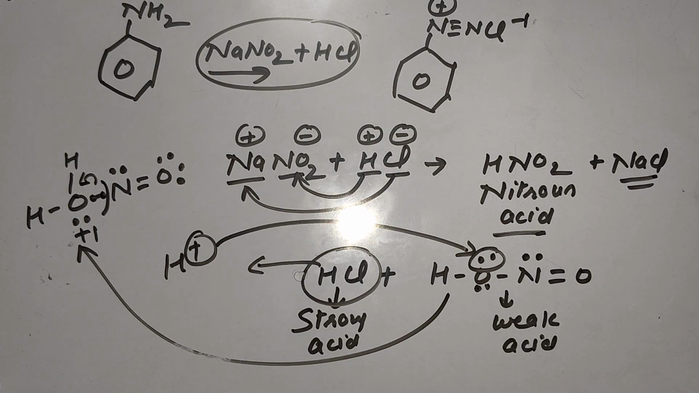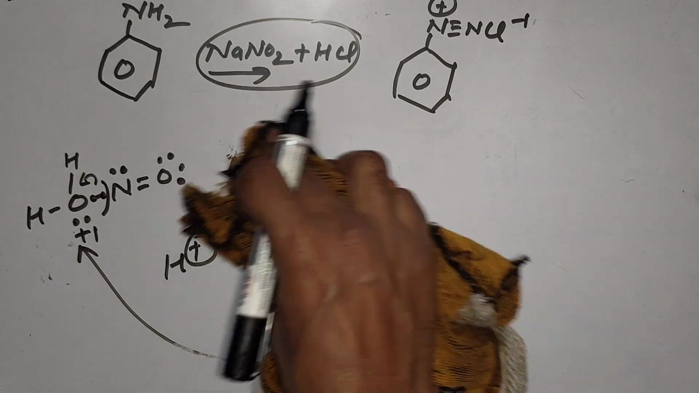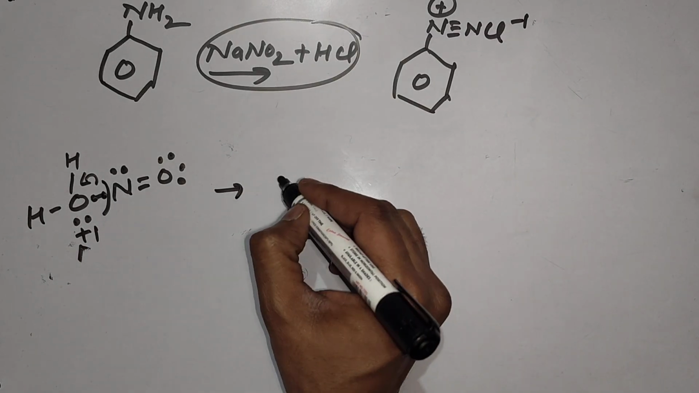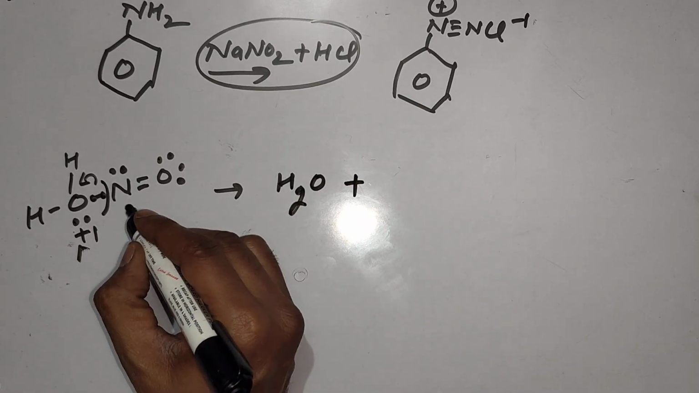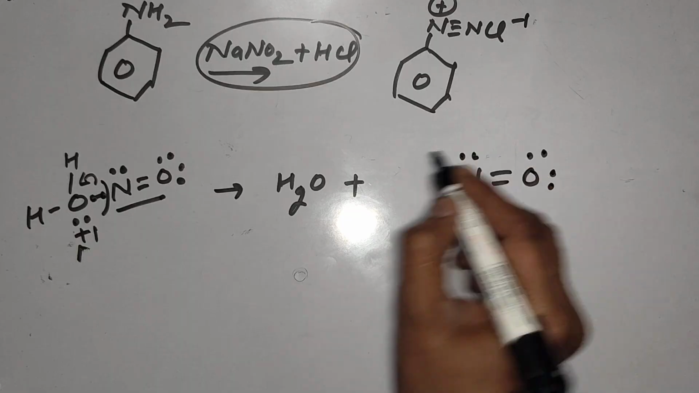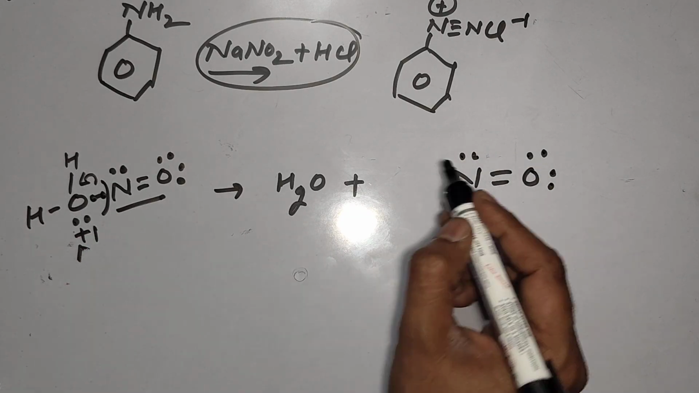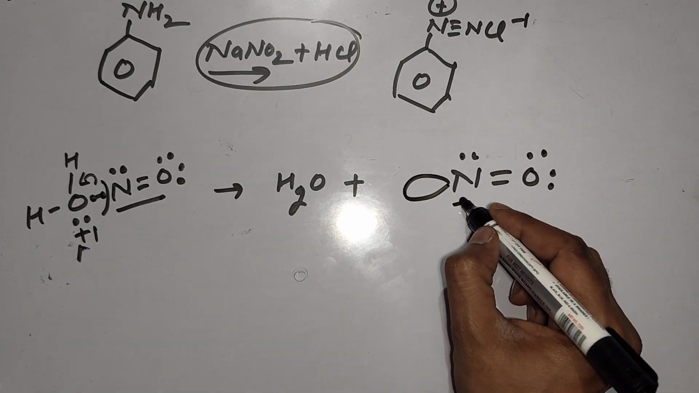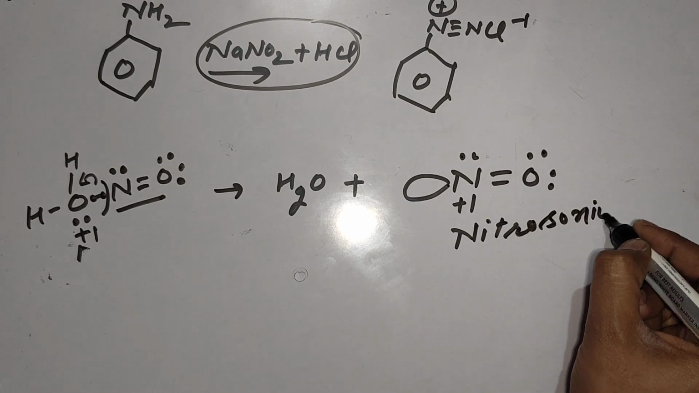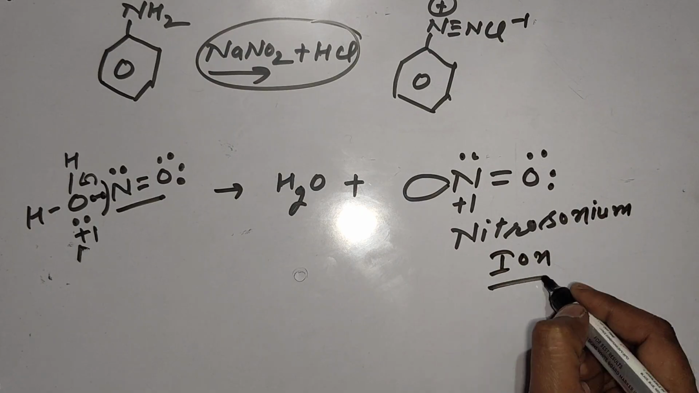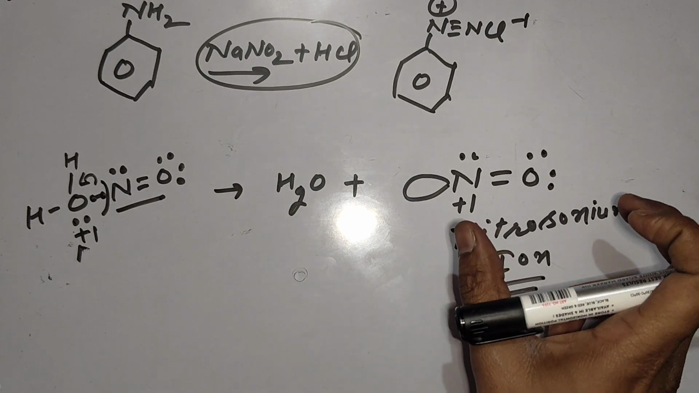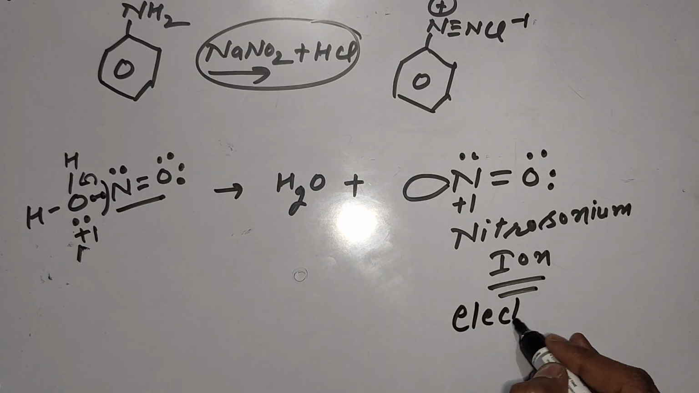From here bond will break, H2O will generate out, and this nitrogen which is losing its electron will have a vacant orbital there with a +1 charge. Nitrosonium ion. This is the main intermediate which is generated over there, nitrosonium ion, an electrophile.